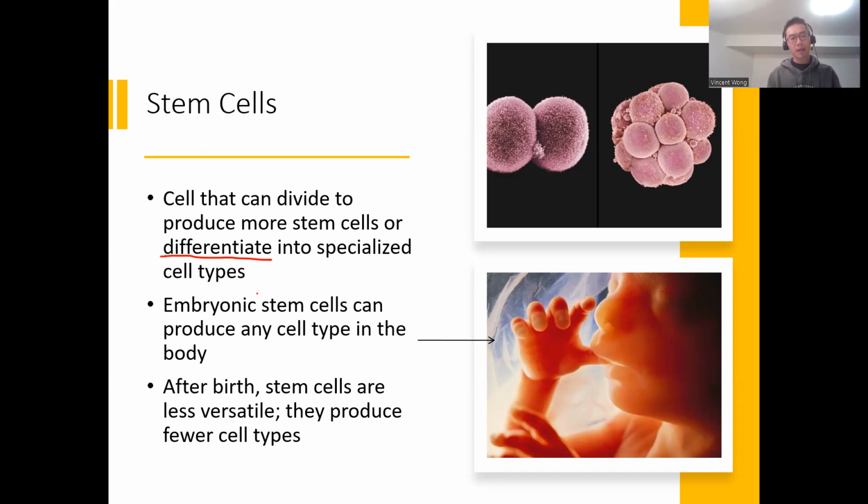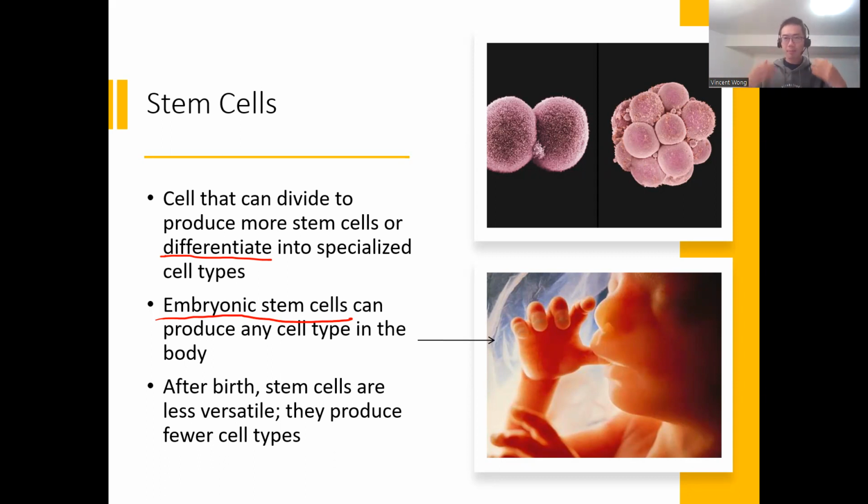There are two types of stem cells. We have embryonic stem cells. Those are the ones found in the embryo as the baby is growing. And they are very versatile, meaning they have many options. They could literally become any cell in the body. Once the baby is born, though, the stem cells are less versatile. They are restricted to a particular cell type.